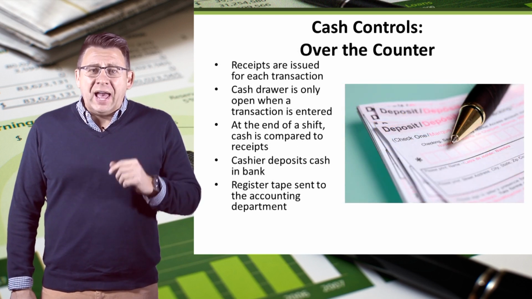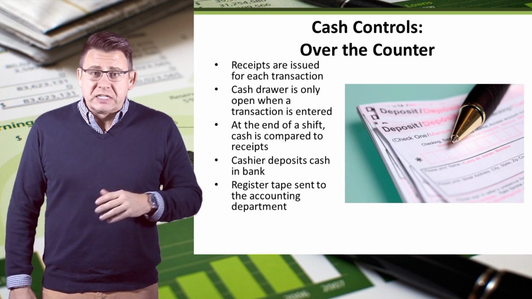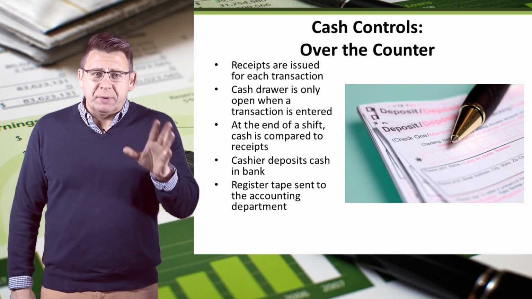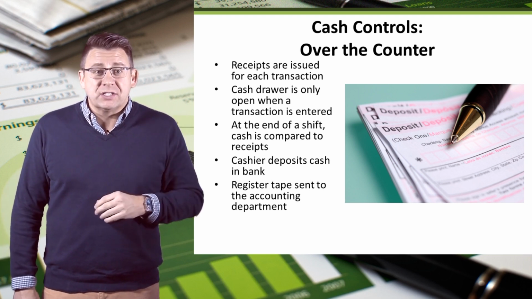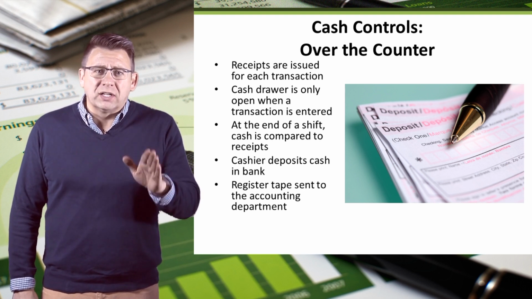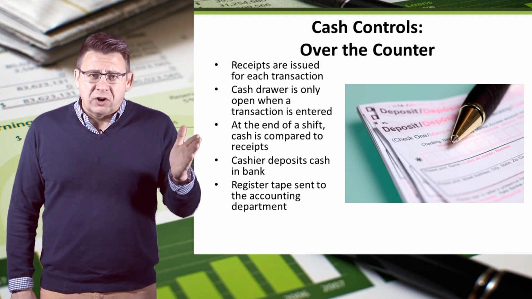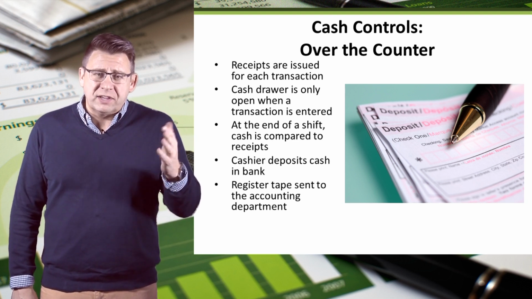At the end of the day, actual cash on hand is compared to the results from the register. Someone is responsible for preparing a deposit slip and taking the deposits to the bank. Separation of duties requires someone else to enter the sales receipts into an accounting system. If there are discrepancies, an investigation might occur.